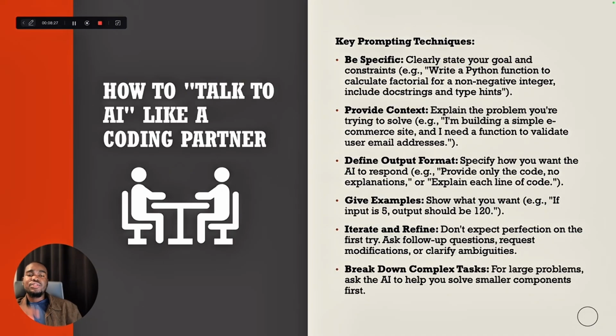The next thing is break down complex tasks. For human beings, you need to start small and build it up. For AI too, you need to break some things down, right? If you have a big project, just start small so that it can help you, and you can build it up until you get to your final product.